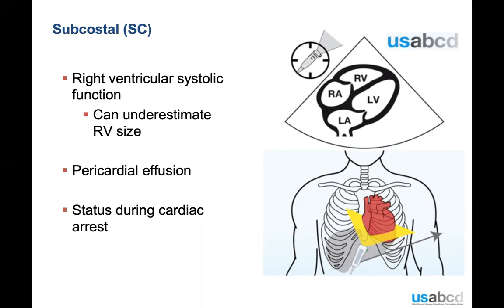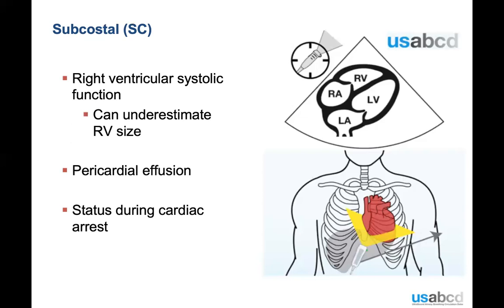This is the best view for pericardial effusion because that fluid will be right here between the right ventricle and the liver. And so you can better estimate the size of that pericardial effusion, and you can very easily see, does that pericardial effusion have concern for tamponade? Do we have indentation of that right ventricular free wall during diastole? Is that fluid preventing the right ventricle from filling?